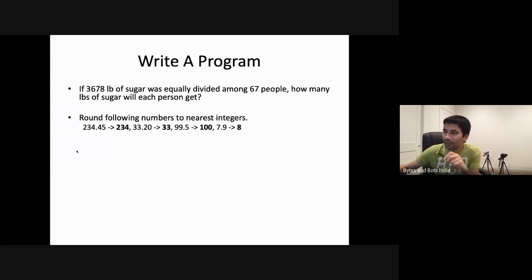Now you're given these numbers, and the question is, how would you round it to the nearest integer? Which means if the fractional part is more than 0.5, then it will round off to the next integer. But if it is lower than 0.5, then it's going to be the lower bound of the integer. As an example, 234.45 will give 234, whereas 99.5 will give 100.